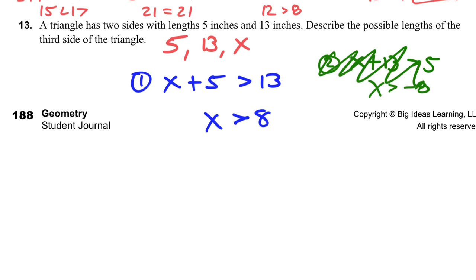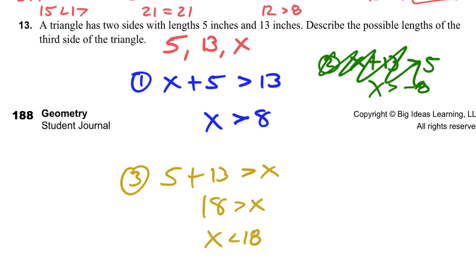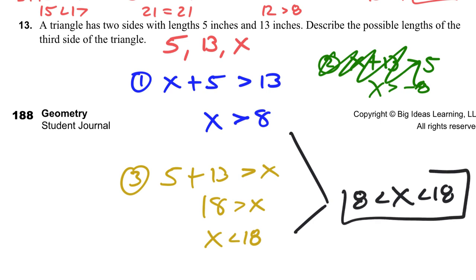Option 3, I'm going to write down here, maybe a different color. Option 3 is that 5 and 13 have to be greater than x. So if I do this, I'm going to get 18 is greater than x. So I'm going to swap these, keeping the 18 getting eaten, and I have x is less than 18. This just so happens to be a compound inequality where x has to be less than 18, but it also has to be greater than 8. So here's our sides. x has to be between 8 and 18. Just can't ever equal those.